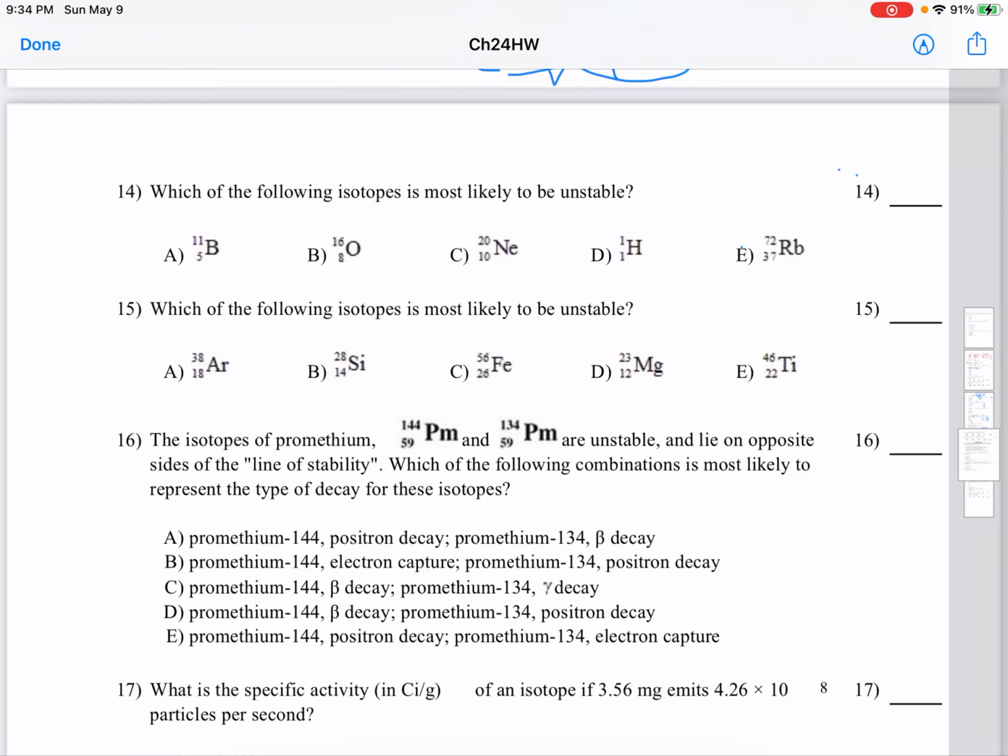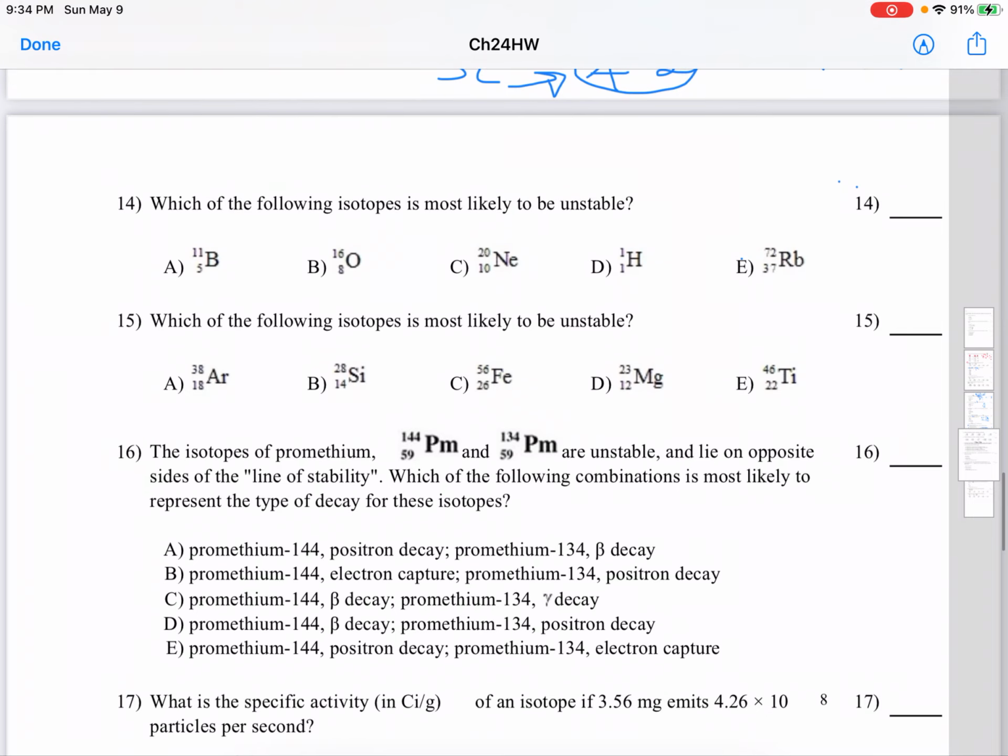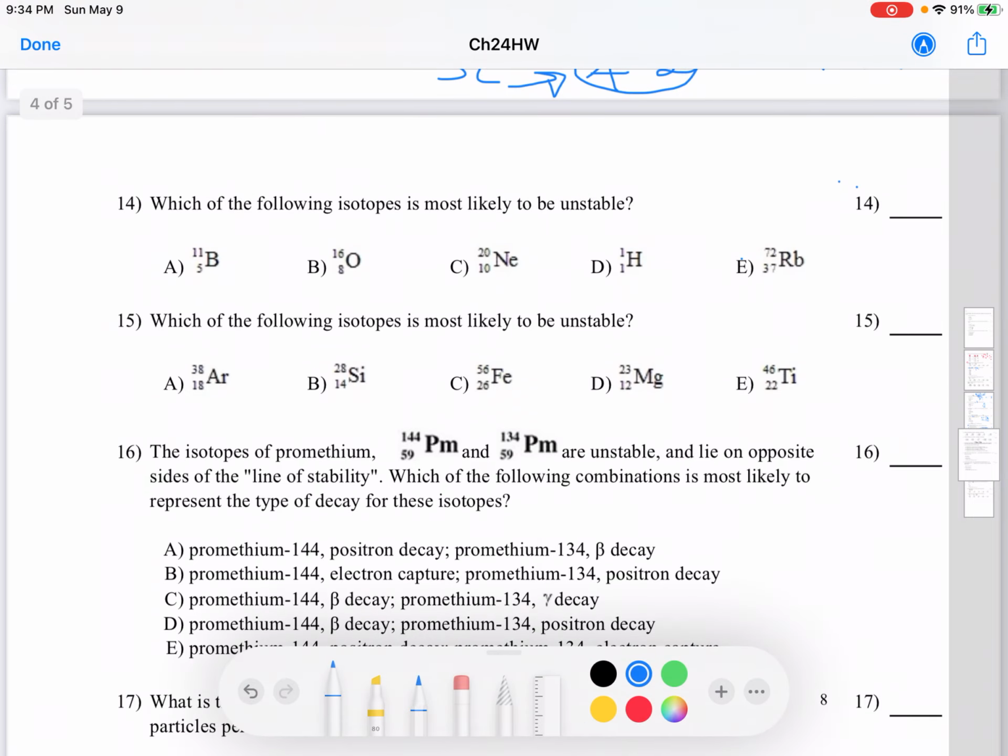72 minus 22, 50, 2.27. Okay, so let's look at 14, and we are looking at the N over Z ratio.